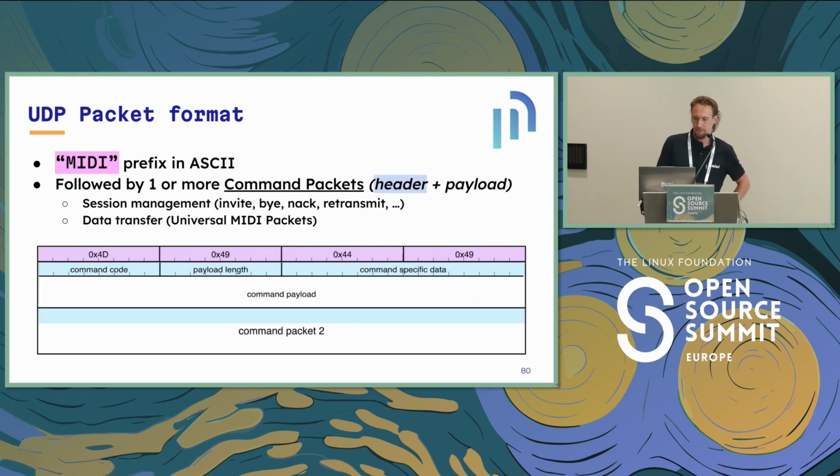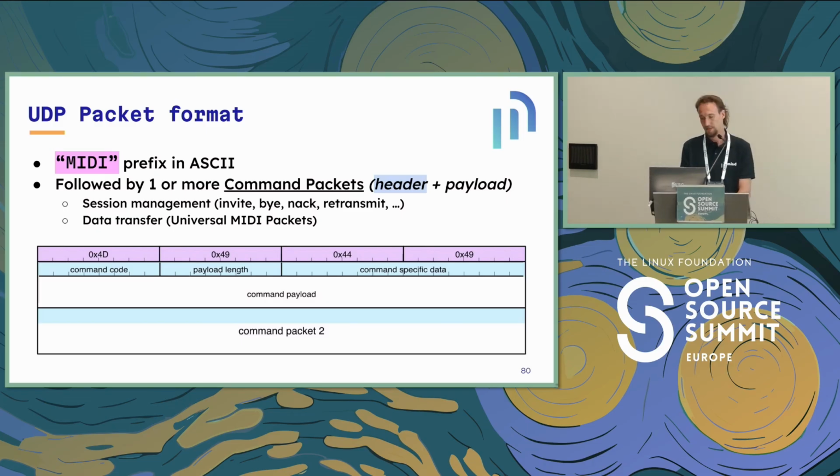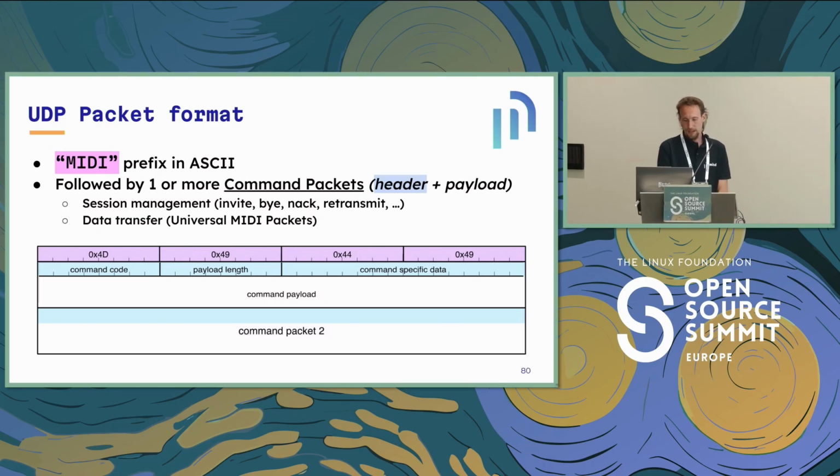So, as I said, it's conveyed over UDP. In UDP, the packet format is simply every time it starts with MIDI in ASCII, so these characters in pink, and then it's followed by one or more so-called command packets. A command packet is defined by the Network MIDI2 protocol. Again, it consists of one header of 4 bytes, the command code, then the length field, and then some command-specific data depending on the command code.